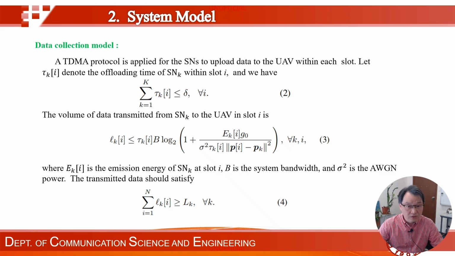For example, the emission energy of the sensor nodes, the system bandwidth, the noise power at the receiver end, the offloading duration, and most importantly, the distance between the UAV and the node. Finally, in Formula 4, each node must upload enough data so that its total transmitted data across all time slots meets or exceeds its required data load. So this model captures the constraints and the requirements of the data collection, and it connects directly with how we plan the UAV's trajectory.